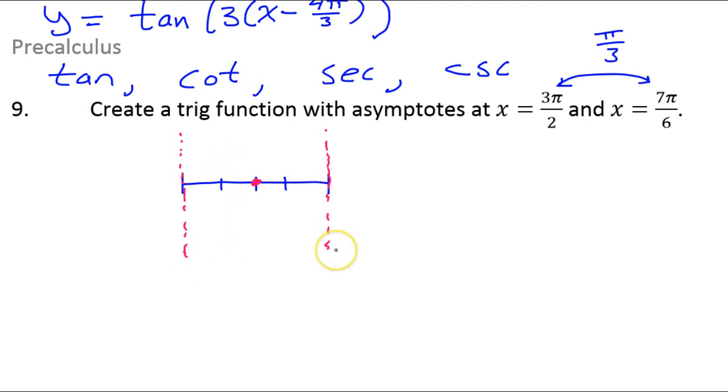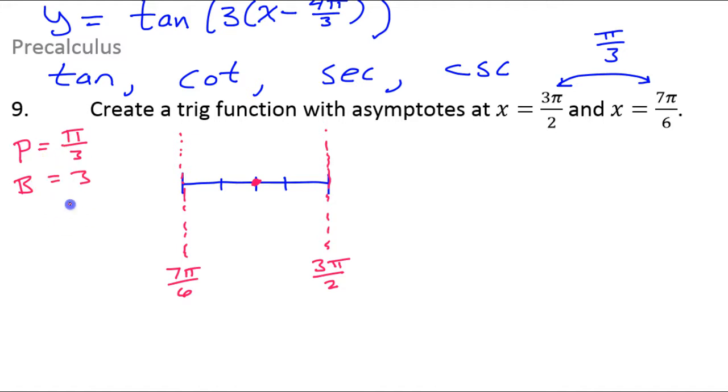So with these asymptotes, I've learned that 3 pi over 2 is bigger than 7 pi over 6, so in my little diagram I'll put 3 pi over 2 over here and 7 pi over 6 over here. So just like before, these are separated by a full period. So I don't need to redo all the calculations. The period we found, if we subtract these, we would get pi over 3. That led to a b value of 3.